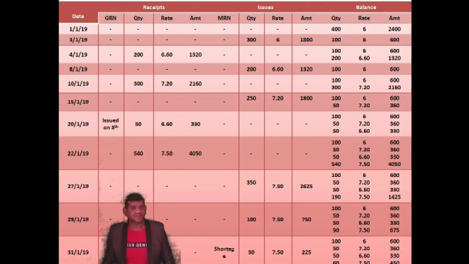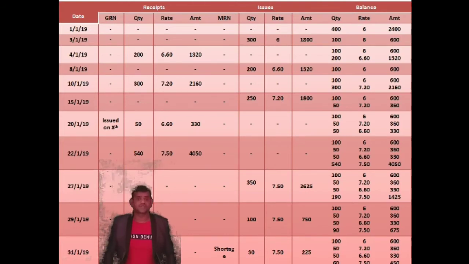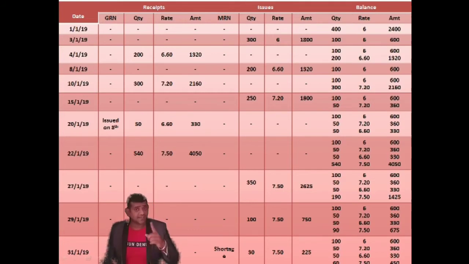So next we are further moving on to 20th January 2019. What had happened on 20th January? There was a return to stores entry. Some department has sent the material back to the stores, which was issued on 8th January. So which has to be reflected as a receipt now. Why receipt? Because I am receiving it back to the stores. Correct?